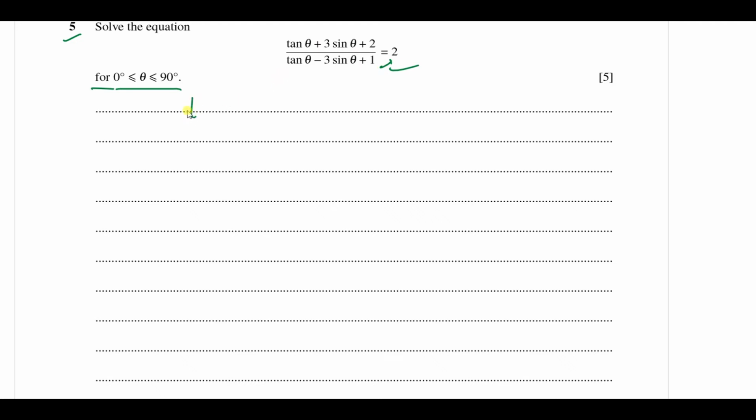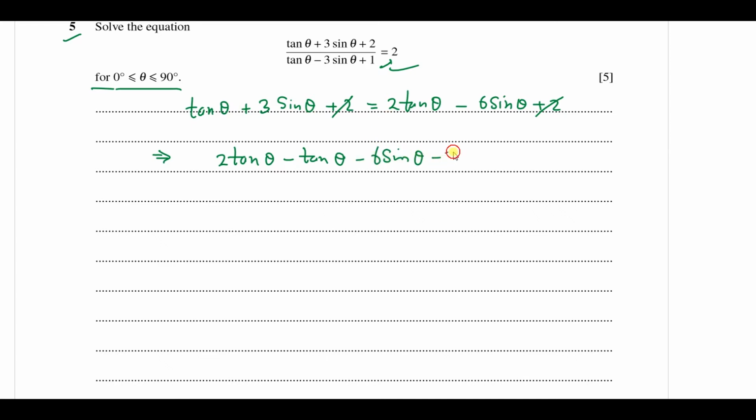So we can rewrite it as tan theta plus 3 sin theta plus 2 is equal to 2 tan theta minus 2 3 is 6 sin theta plus 2, and you can see these two are constants, so can be cancelled, and here we can rewrite it as, I am transferring everything to one side. It would be 2 tan theta minus tan theta, I took this tan theta to the other side, and minus 6 sin theta minus 3 sin theta, and then it becomes equal to 0.